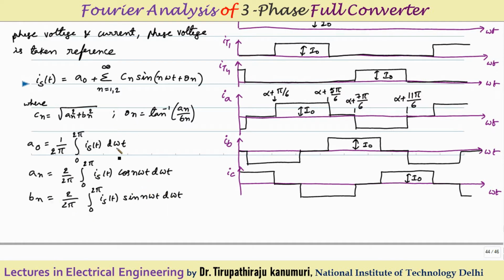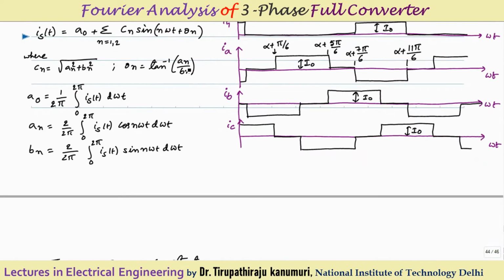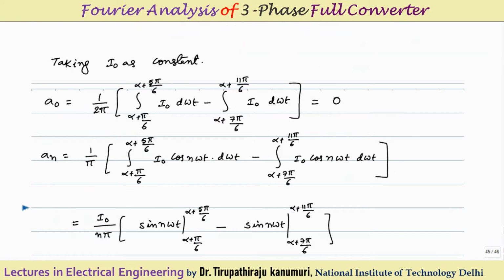So what is the order we have to calculate? In order to calculate Is of t, first I will calculate I naught, then An, then Bn. From this I can calculate my value of Cn and theta n, then substitute in this formula. So I will get the equation for the current in terms of DC and AC components.